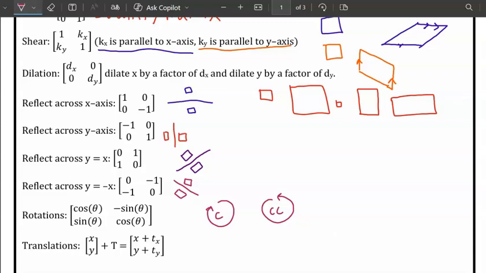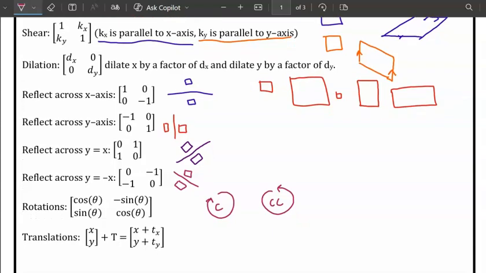And for translations, you'll just take the point and either add or subtract those distances. So this one would be left is minus and then right is positive. Since again, we're directly changing the point, we're not changing an equation. Up is still plus, down is still minus.